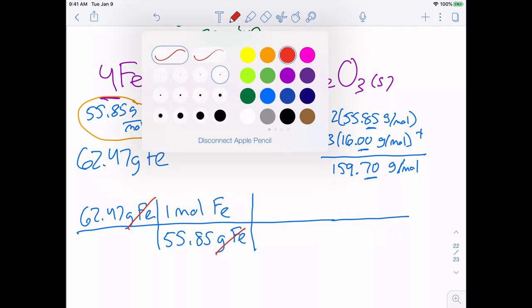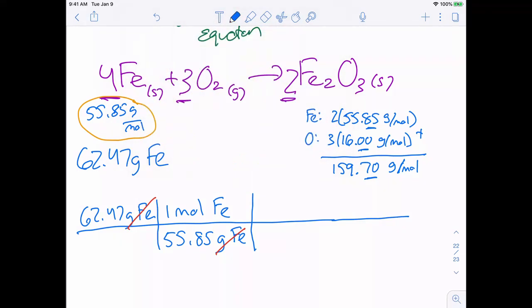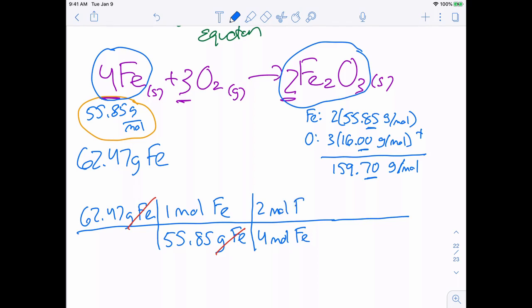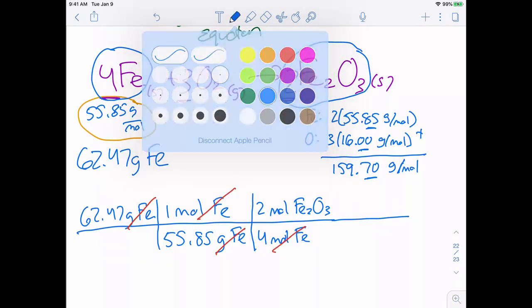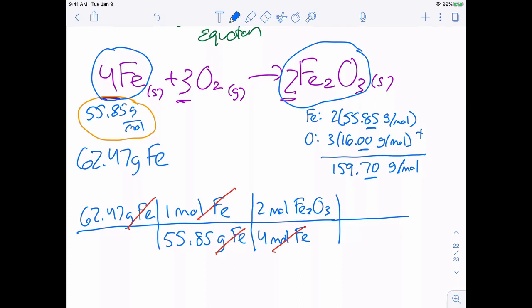I now need to convert to moles of my compound, right, moles of my product, and I'm going to use the coefficients of my balanced equation to do that. I know for every 4 moles of iron, I'm going to produce 2 moles of iron(III) oxide. In my dimensional analysis problem, since moles of iron are on the top, moles of iron have to go on the bottom. So 4 moles of iron over 2 moles of iron(III) oxide, and then moles of iron cancel. I now have moles of iron(III) oxide on top. I need that to go away, and grams of iron(III) oxide.